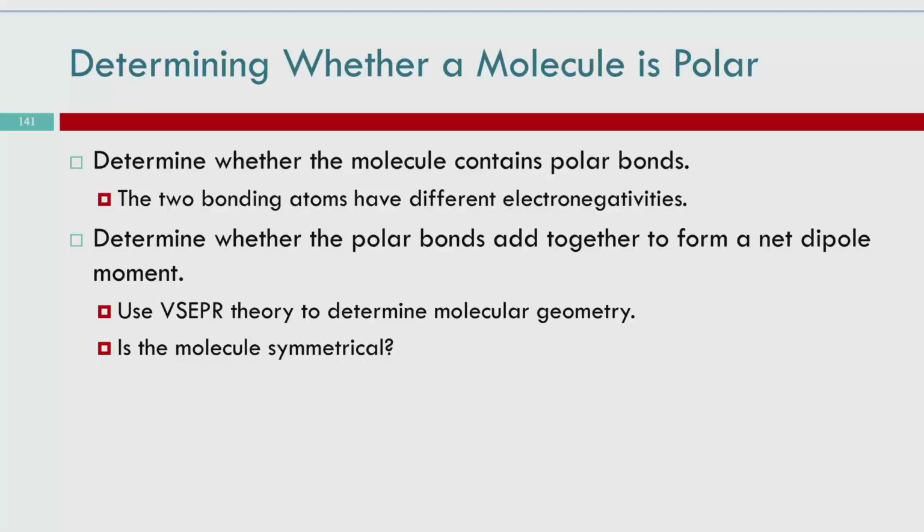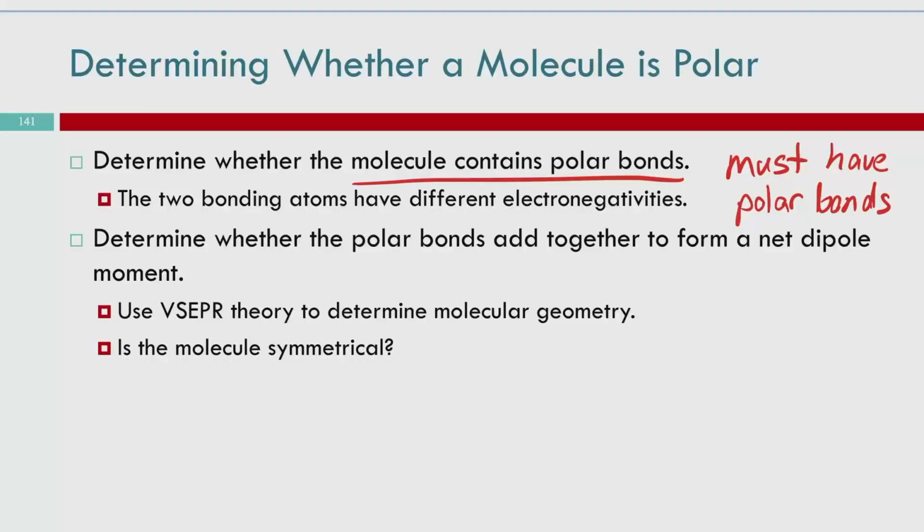Okay, 2 more slides, and then we'll stop for the day. So to determine whether a molecule is polar, it must have polar bonds. At least one polar bond must be present, otherwise it's not going to be polar. So if you look at all your different pairings on your Lewis structure and you don't find any polar bonds, congratulations, it cannot be polar. You can just stop there. No polar bonds, no polar molecule.